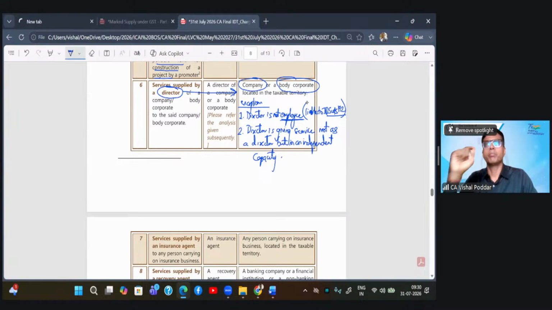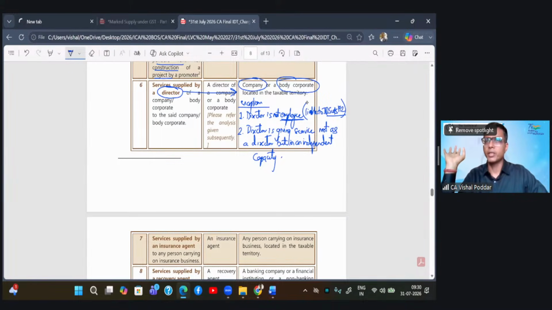When I'm charging the company for handling that notice, I am giving the service, but not as a director. I am giving the service as a chartered accountant, that is, in my independent capacity. So wherever the director is giving service to its company, but not as a director, because the director has his own personal business or profession, that activity of mine will not be covered under this RCM.